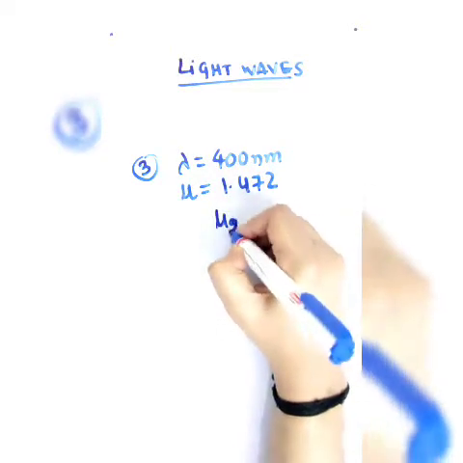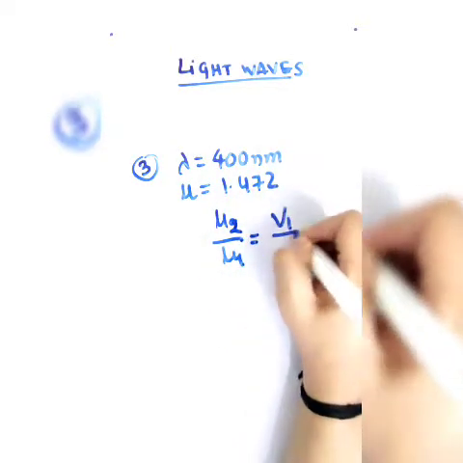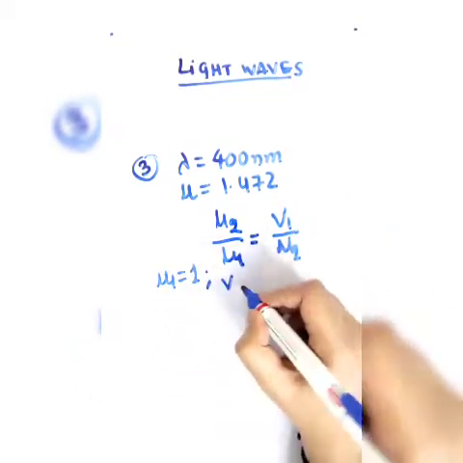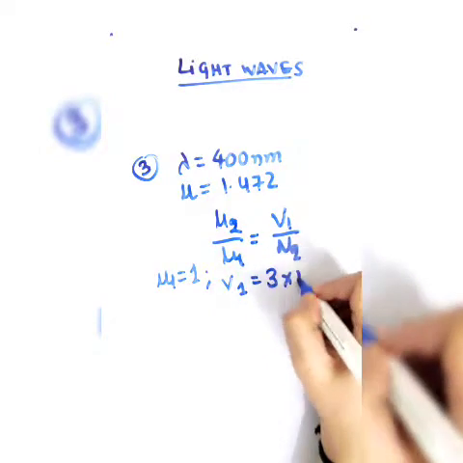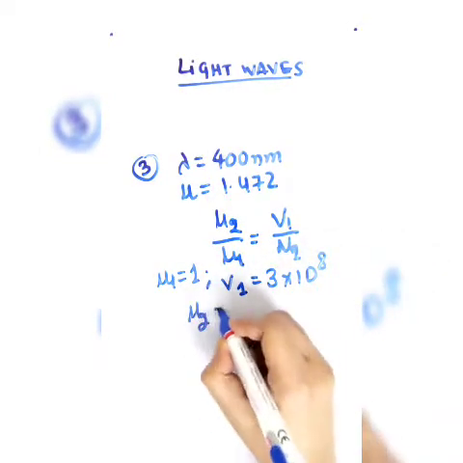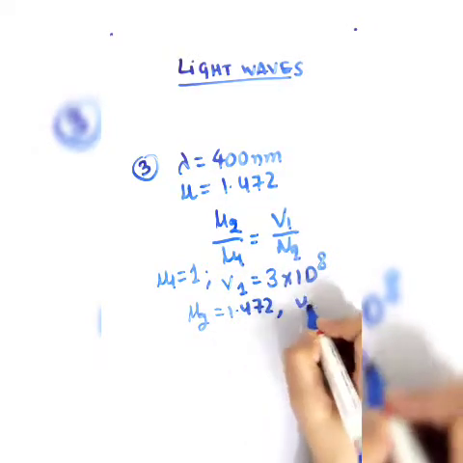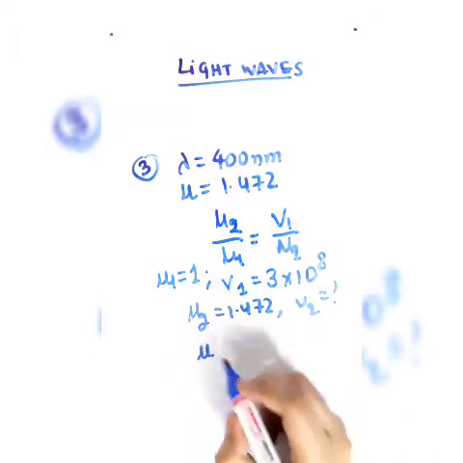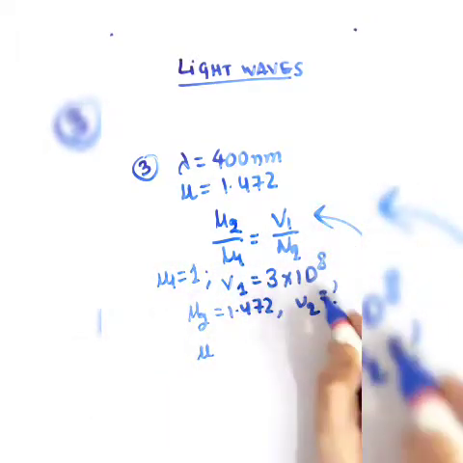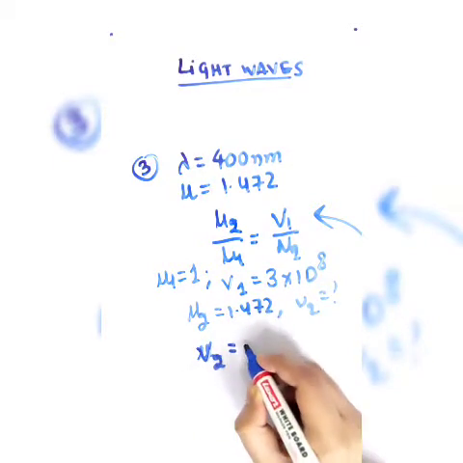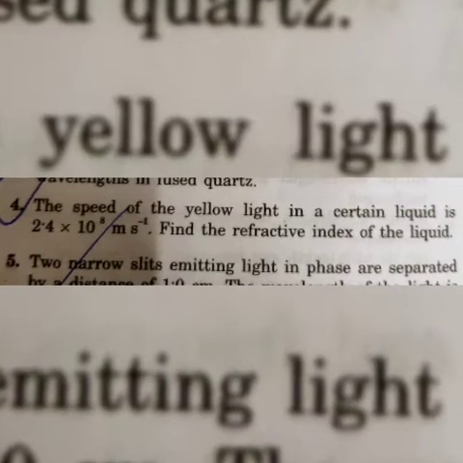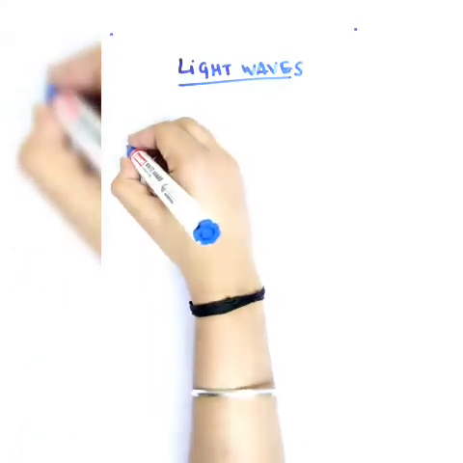As we saw in the previous question, mu2 by mu1 is equal to v1 by v2. So let us say that mu1 is 1. So v1 would be 3 into 10 power 8. Mu2 is given to be 1.472, and v2 we need to find out. If you substitute all these values in this expression, you will get v2 as 2.04 into 10 power 8 meter per second. Similarly, you can do the second part on your own.